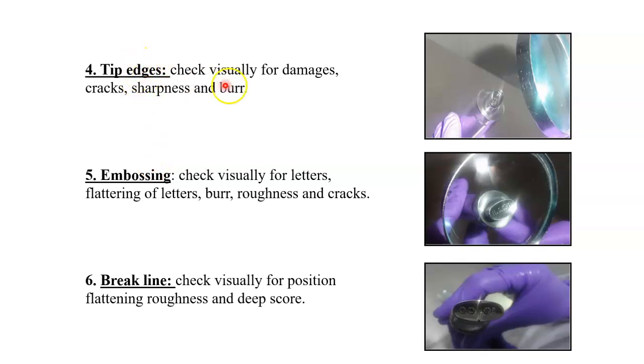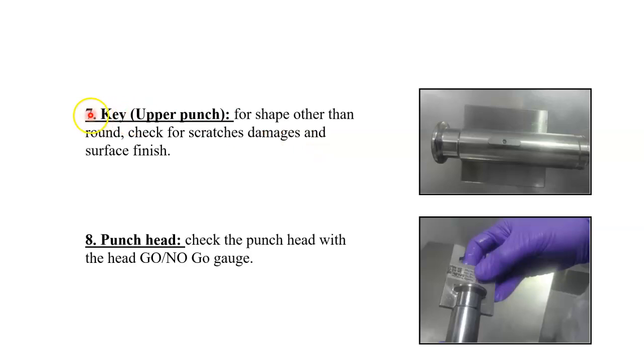Then tip edges. The tip edges of the upper punch and lower punch are checked visually for damage, cracks, sharpness and burr. Then embossing detail on the faces of the upper and lower punch. It is checked visually for letters, fluttering of letters, burr, roughness and cracks. Break line. It is checked visually for position, fluttering, roughness and dips score. Then key of punch. This is the key of the punch and it is only available for the upper punch, other than round punch. It is checked for scratches, damage and surface finish.